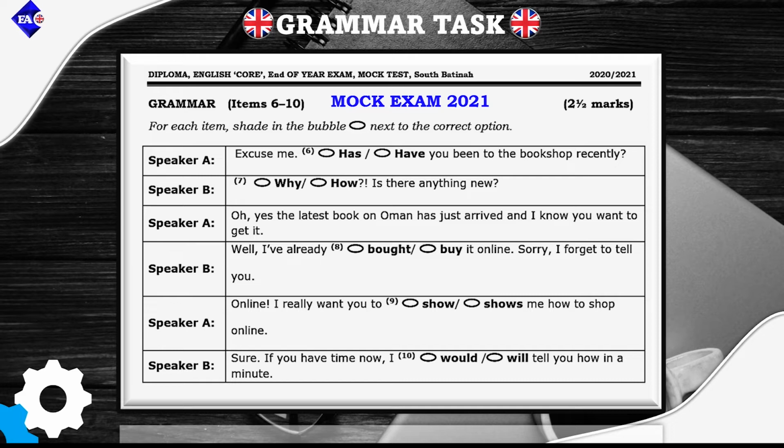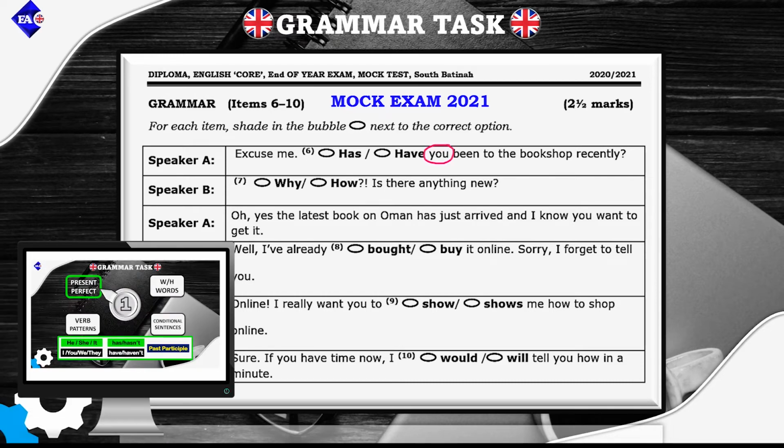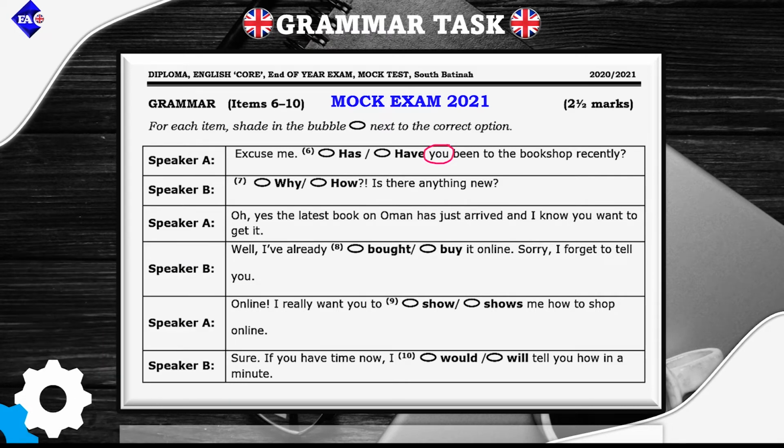As usual, we have a dialogue between two speakers, A and B. Starting with speaker A, he says, "Excuse me, have you been to the bookshop recently?" You notice this is a question using the present perfect, and we need to choose has or have. Have a look at the rule again. It's definitely have.